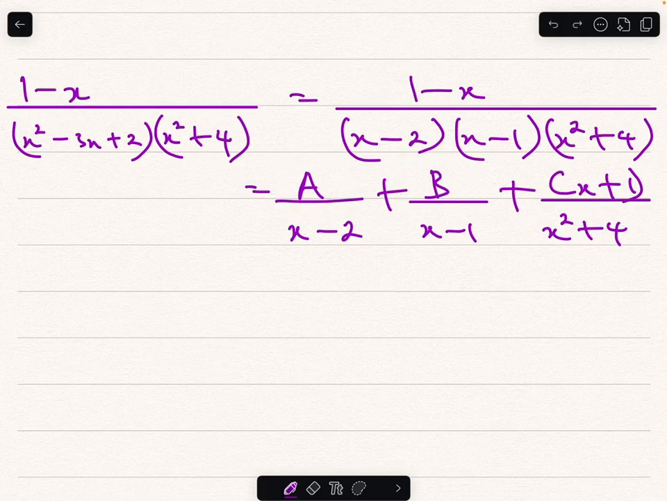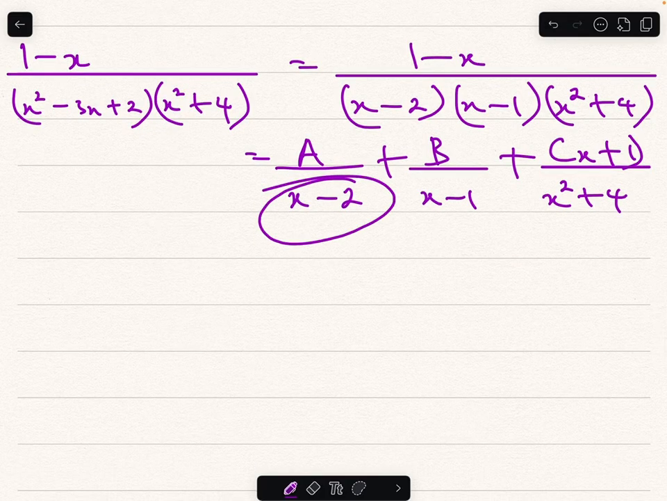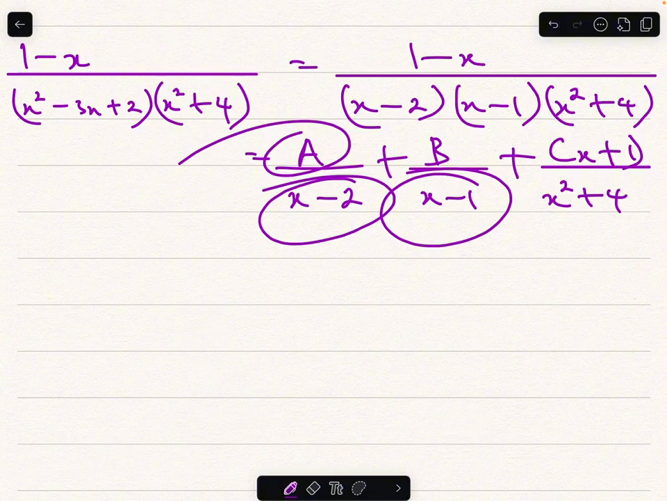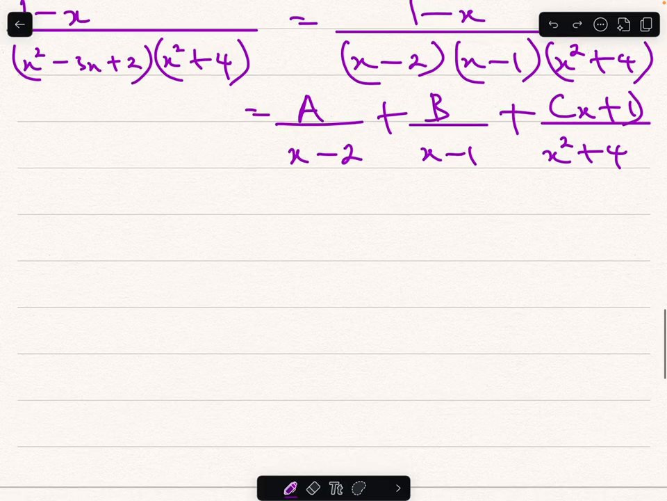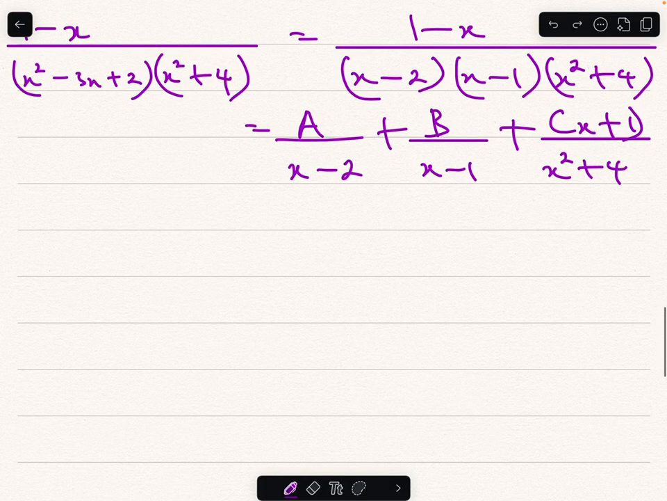So you see that the degree of the numerator of each of the partial fractions is 1 less than the degree of the denominator. That's a check. This is of degree 1, this is of degree 0. This is of degree 1, this is of degree 0, this is of degree 2, and this is of degree 1. Now let's find the values of a, b, c, and d. This will be equal to the LCM.